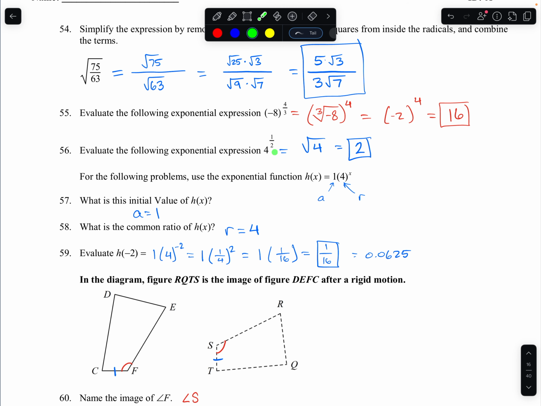Here's 56. Same idea. You could write a little 2 in the index, but when it's a square root, it's implied, so we don't have to write it.